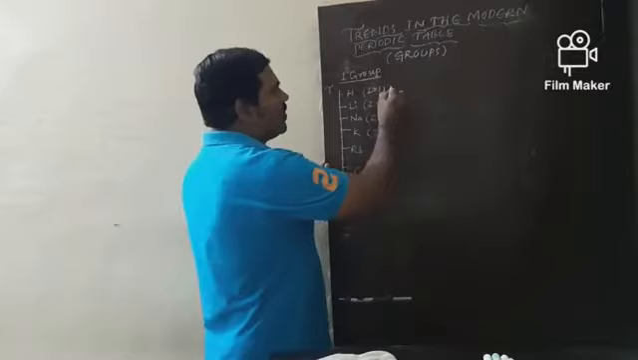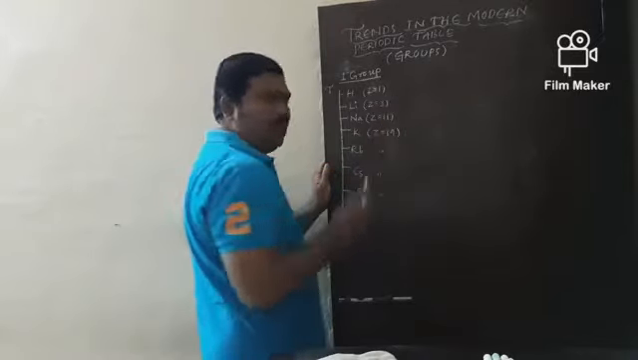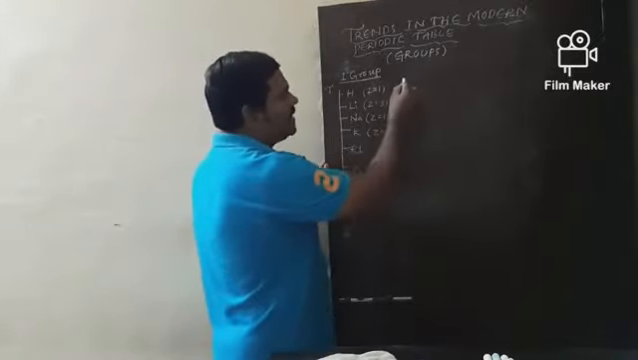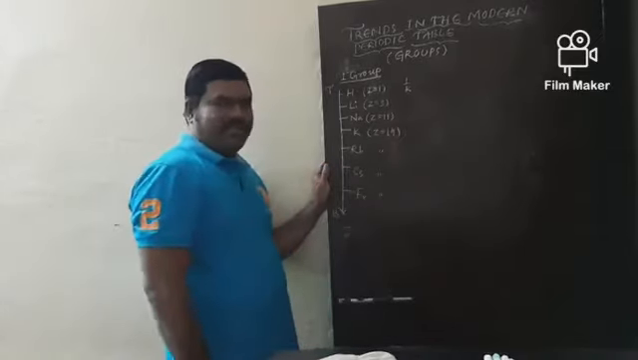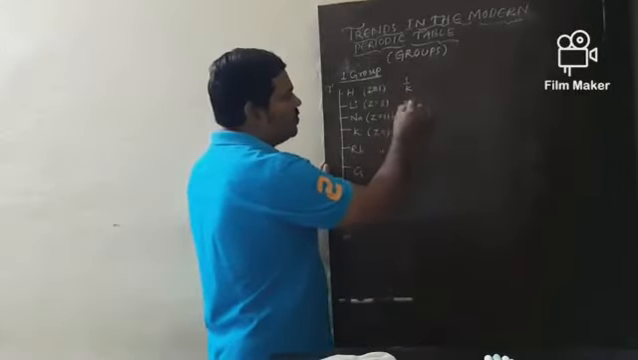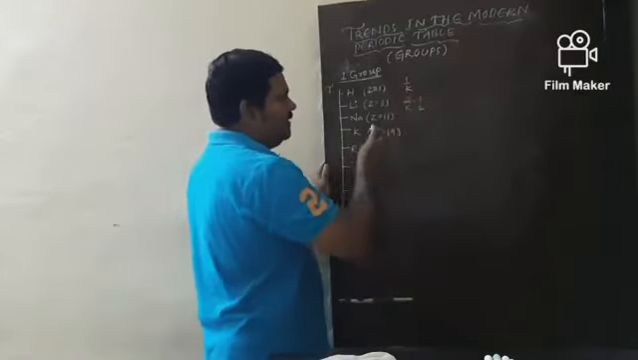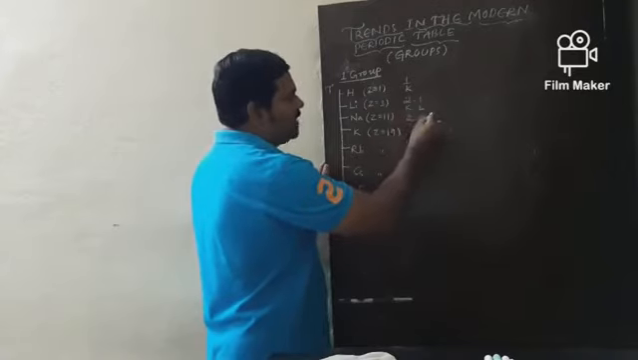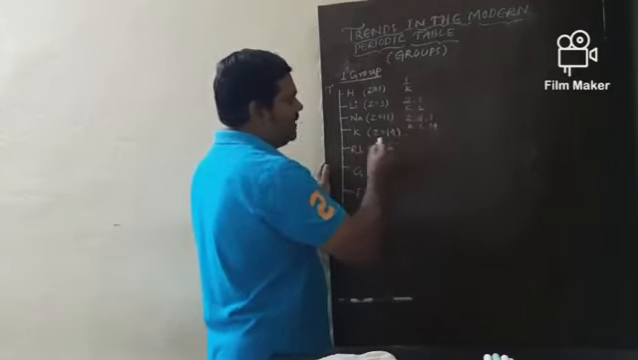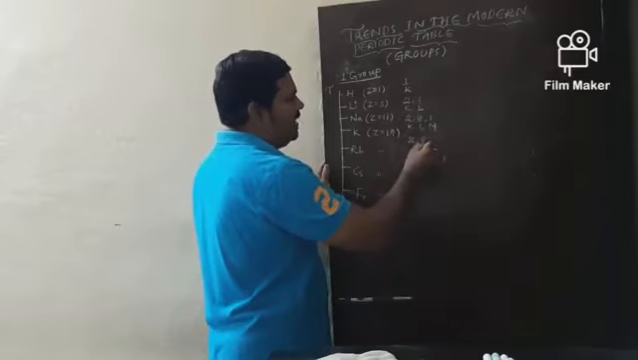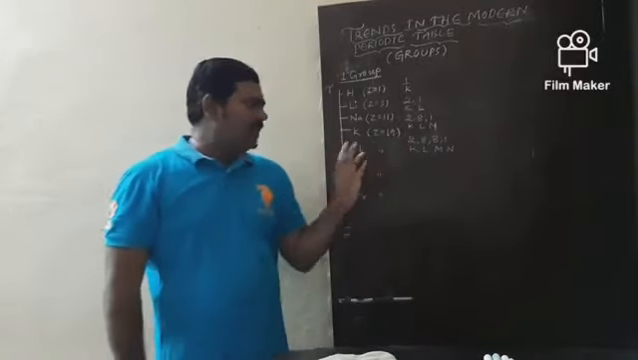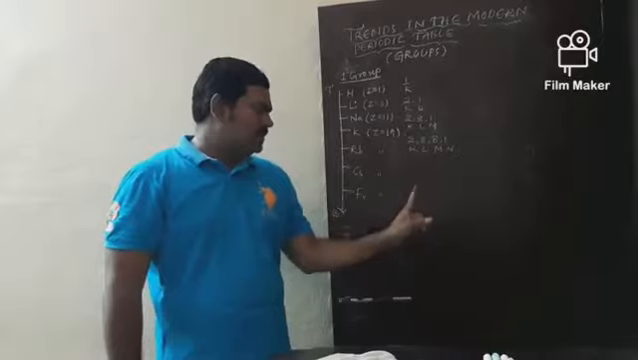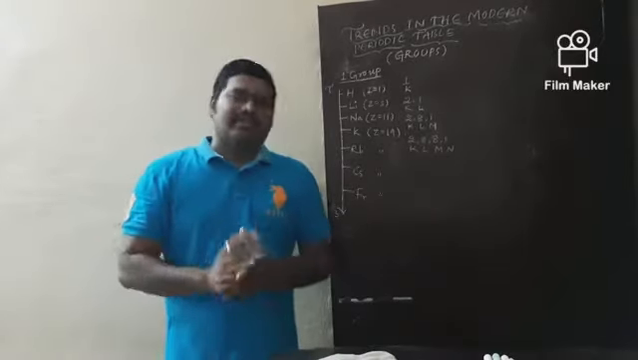Now, let me write the electronic configuration first. You also try, my dear students. Hydrogen's electronic configuration is 1, that 1 electron belongs to the K shell. Lithium 2, 1 in K, L. Sodium 2, 8, 1 in K, L, M. Potassium 2, 8, 8, 1 in K, L, M, N. 4 shells are present. If you take rubidium, 5 shells, then 6 shells, 7 shells, like that it will increase.